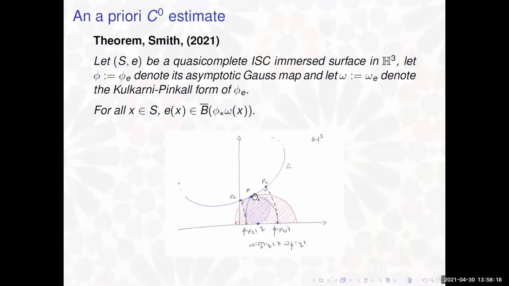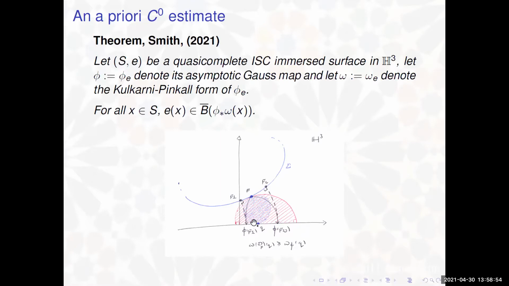Now, the objective here is just to show that the whole of this disk is actually contained in the image of phi. So what you have to do is show that every geodesic lying in this open half space, above this totally geodesic plane, projects down to something onto sigma. And you can do that, and you use infinitesimal strict convexity to do that. And what that tells you then is this entire disk is contained inside the image of phi. It's contained within the flat conformal structure defined by my asymptotic Gauss map phi.